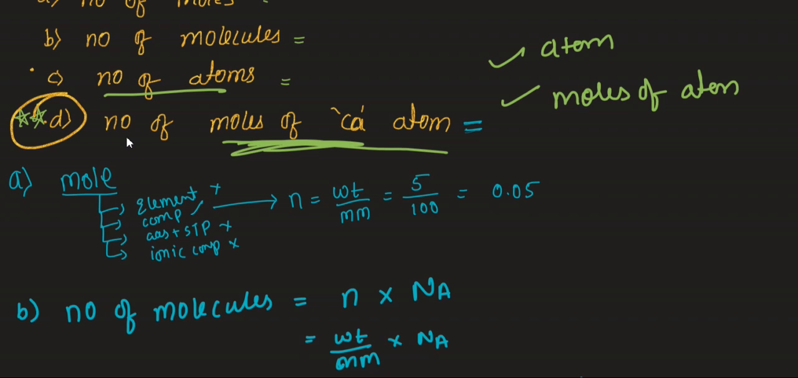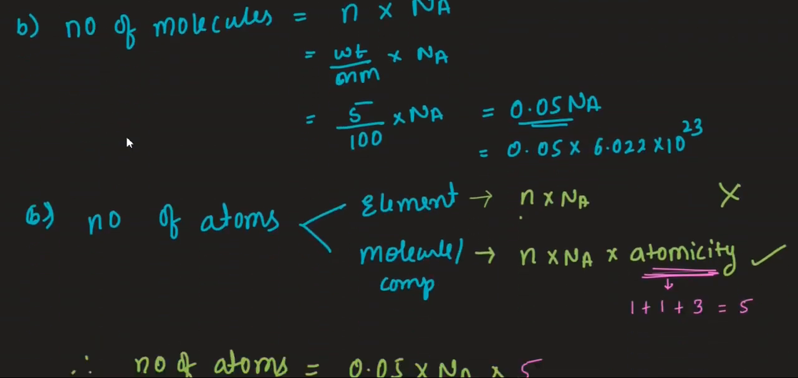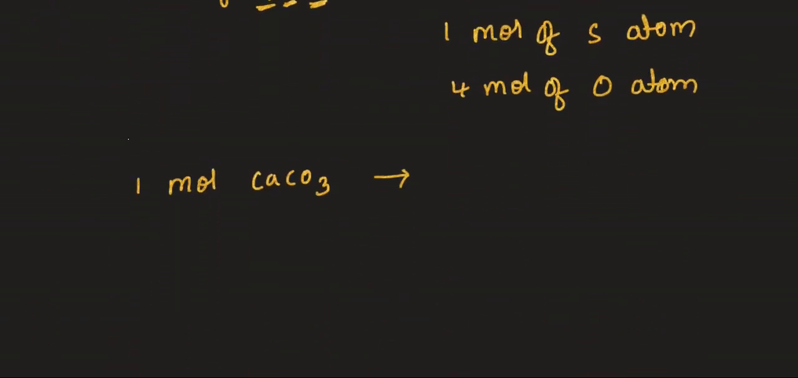Whenever they ask you a moles of atom question, what is the first step you have to do? You have to write the question. What is the question? Calcium carbonate. What is he asking out of all? Calcium atoms. So the first sentence we should write is: 1 mole of calcium carbonate contains 1 mole of calcium atom. Are you able to understand what I'm trying to say?